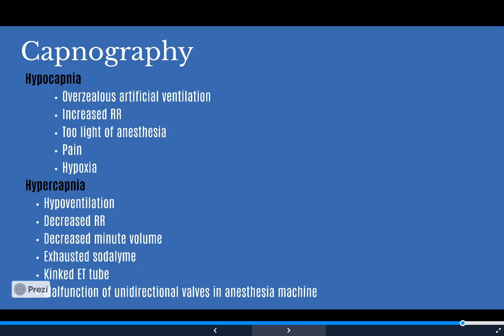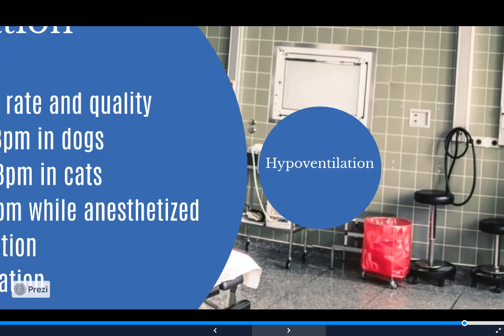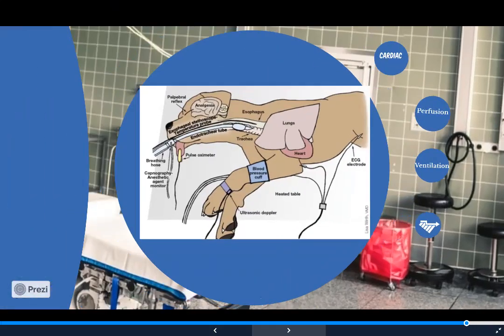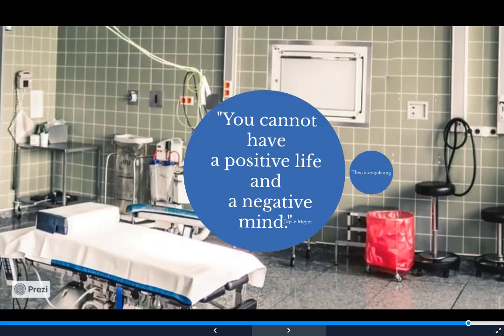Hypercapnia can also be an exhausted sodalime, like what we talked about earlier, or a kinked ET tube, so that we're not actually able to get them to breathe out the air itself, or malfunctioning unidirectional valves on the anesthesia machine. So something is sticking. We need to get that fixed as well. Our anesthesia machine has to be serviced at least every year, where those valves need to get cleaned out quite a bit, even though they are covered on the anesthesia machine. They still get a bunch of dust and grossness on them too.